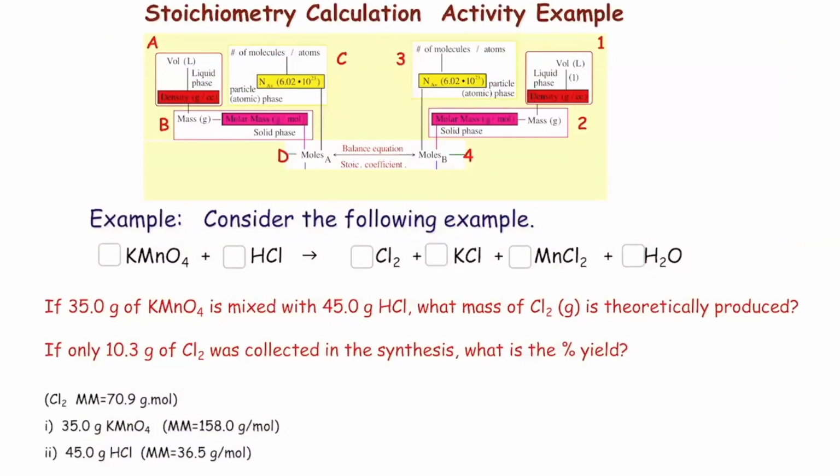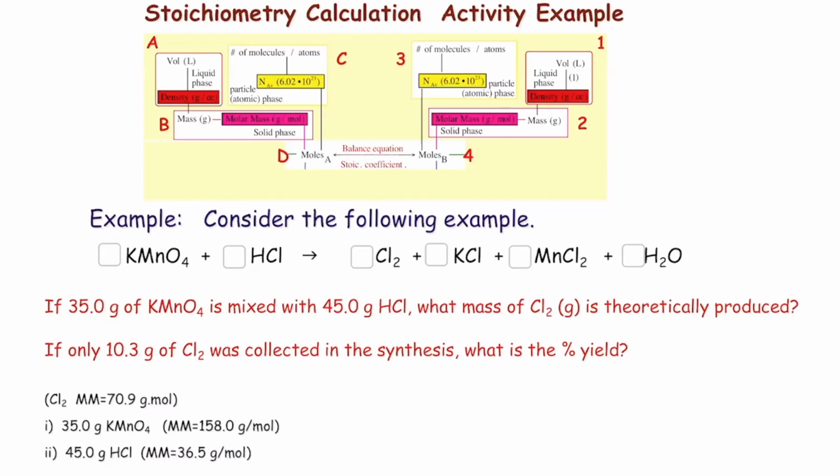Here's a problem that looks intimidating. If 35 grams of potassium permanganate is mixed with 45 grams of hydrochloric acid, what mass of chlorine is theoretically produced? Now, when I say theoretically produced, depending on which chemical is the limiting agent, that's how much chlorine I'm going to produce. So the chemical, either potassium permanganate or the hydrochloric acid, whichever gives me the lowest amount of chlorine, that's the answer that's going to solve this problem.